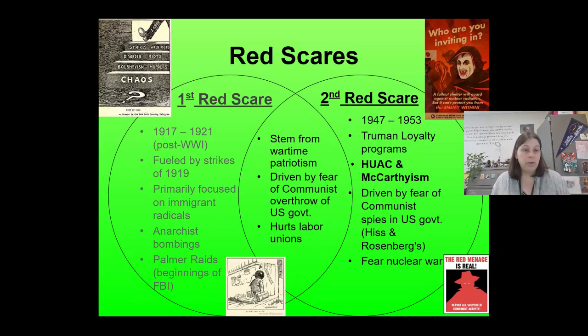The way that the second Red Scare plays out is largely through a series of government investigations into various aspects of the government and also of American society. President Truman kicks this off with what he calls his loyalty program, where government employees have to sign a loyalty oath to the country. They have to vow that they are not and have never been associated with communism, and they get called in and interviewed about their loyalties or their affiliations.